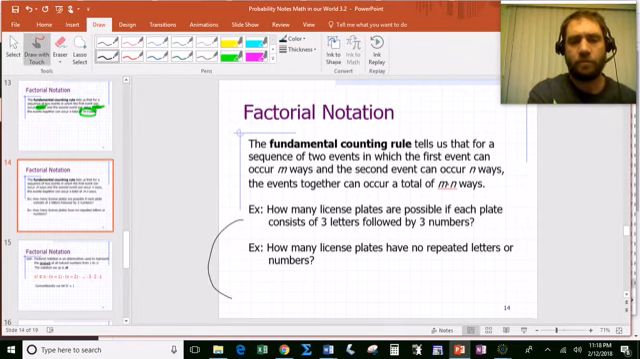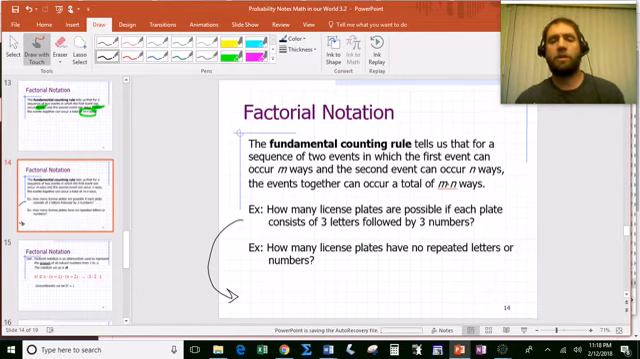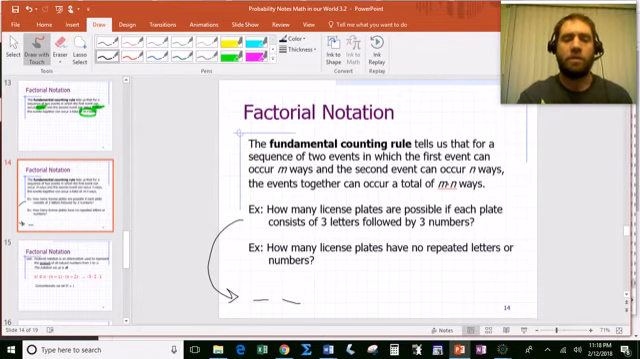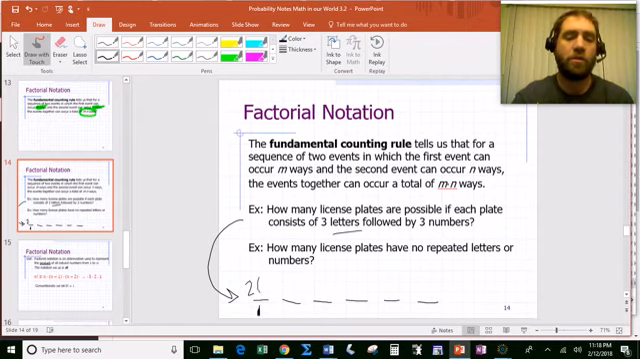So for this first problem, how many license plates are possible if we have 3 letters followed by 3 numbers? Well, if you think about this license plate, 6 characters. In how many ways could you choose position 1? Well, position 1 has to be a letter, so you have 26 ways you could pick the first position.